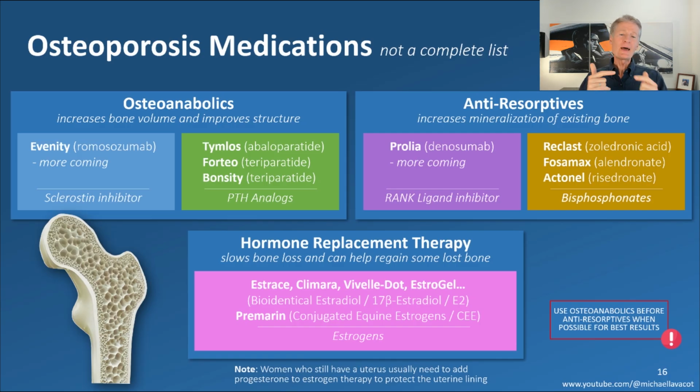So there are two groupings in this hormone replacement therapy. There's Estrace, Climara, the Dot, Estrogel. These are what's called bioidentical estradiol. Might also be called 17-beta estradiol or E2. These are all the medical names for them. And they come in various forms. They come in pills, patches, sprays, gels, right? A whole bunch of different ways that you can get this into your body.